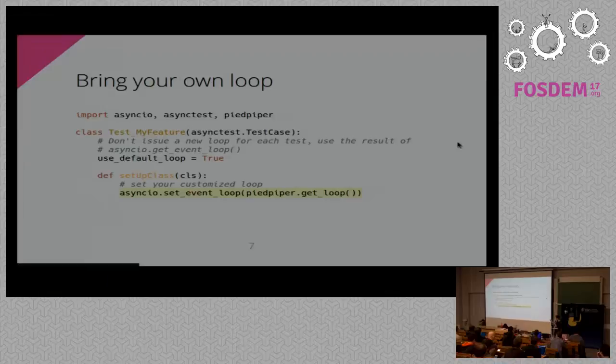Here, I'm in a situation where I need to use my customized version of an event loop. So, for instance, here with a setUpClass, I define it, and I can ask the test case to use the default loop. In that case, rather than creating a new loop before the test, we just call asyncio.get_event_loop and return the event loop that you set right before.